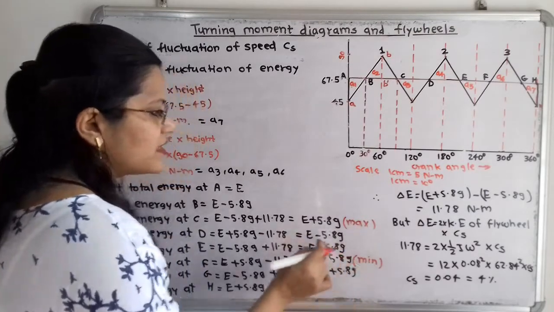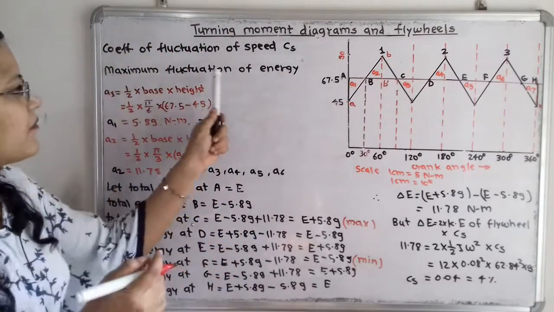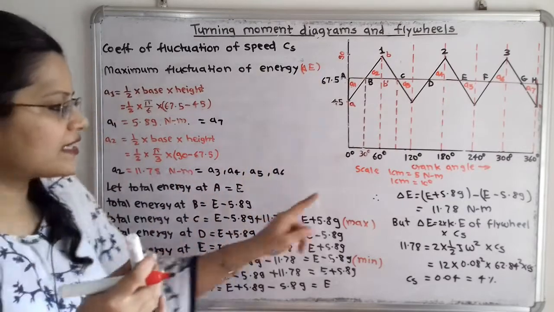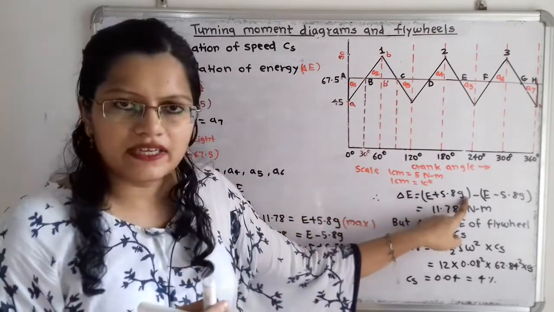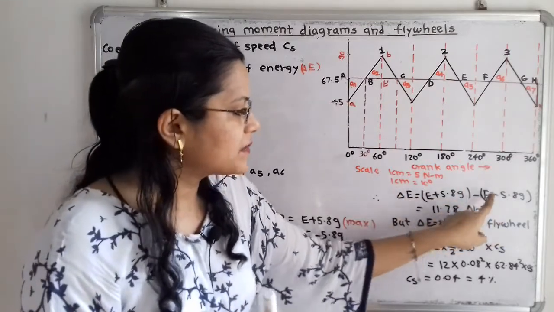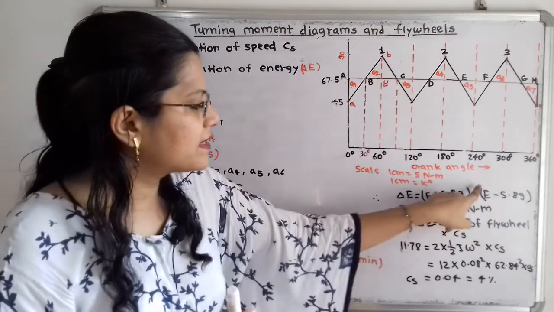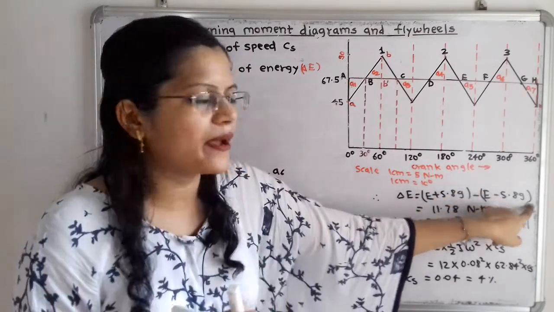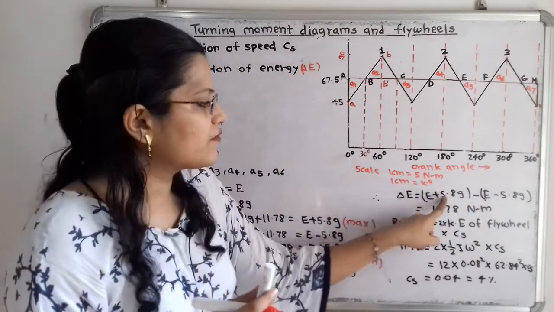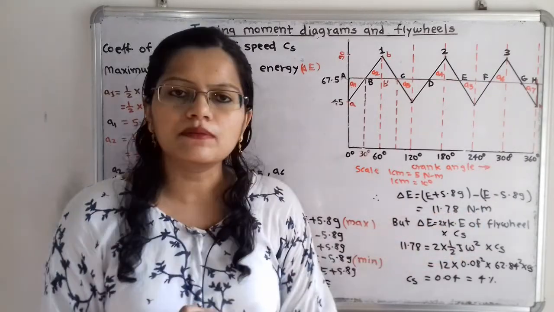So if we take the difference between these two energies, then we will get the maximum fluctuation of energy, and its notation is delta E. So delta E is equal to E plus 5.89. So remember, we have to put the bracket, minus, in the second bracket E minus 5.89. So if I remove the bracket, here it will become minus E plus 5.89. So this E minus E is getting cancelled. So what is the equation? 5.89 plus 5.89, which is equal to 11.78 Newton meter.